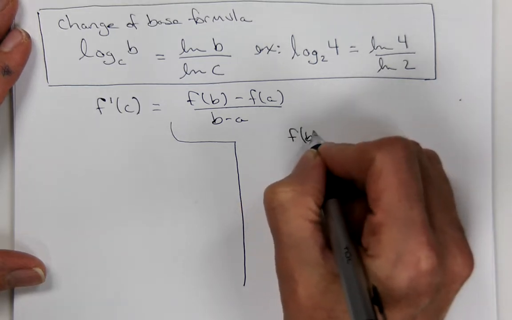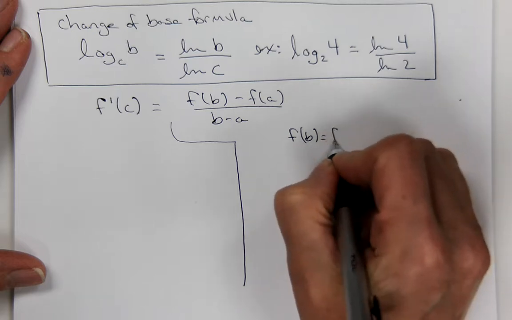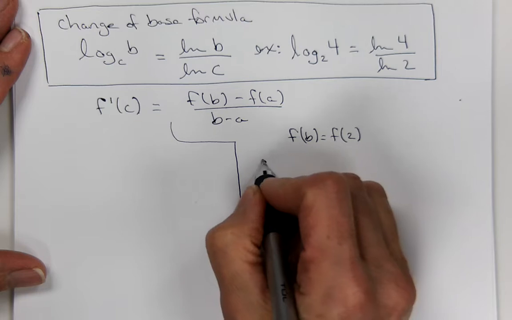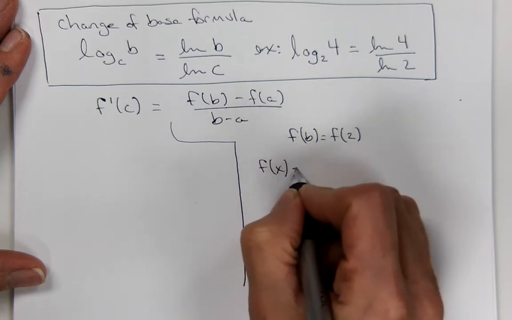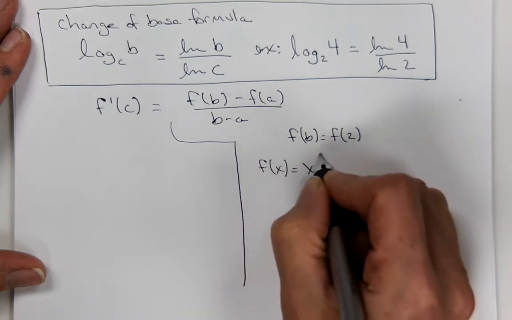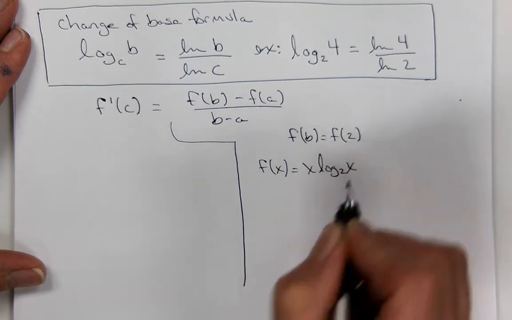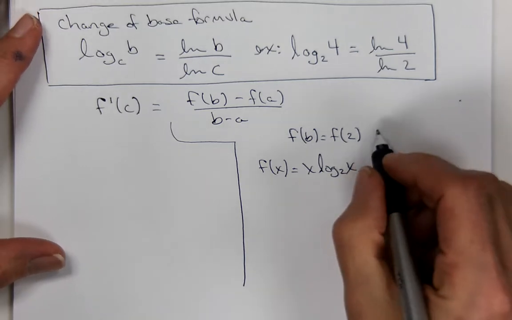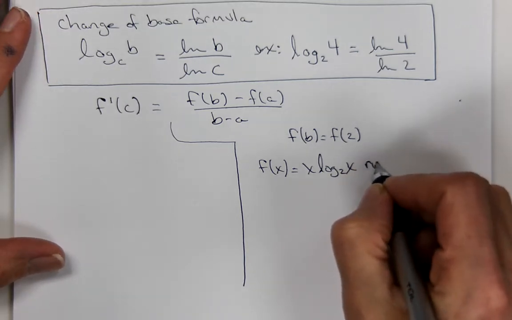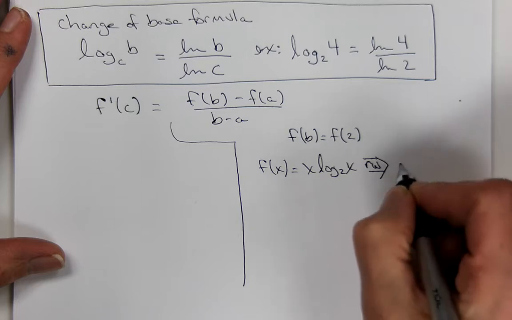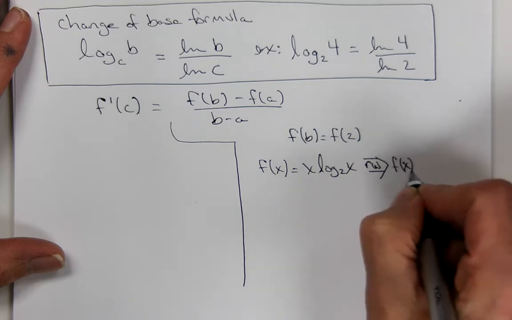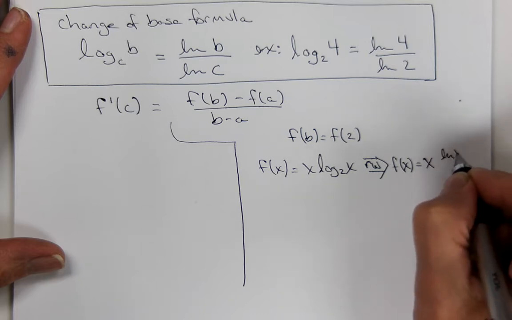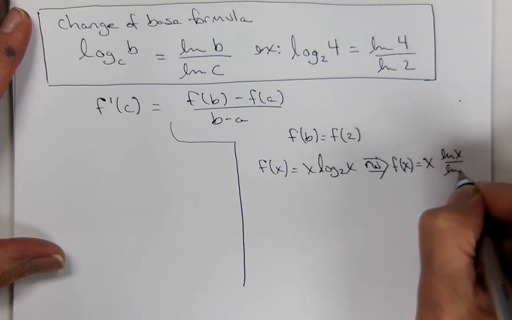F of B is equal to the function evaluated at 2. And our f of x, the function that we're working with, is x log base 2 of x, but we're going to use a change of base formula to be able to compute better. So we'll rewrite it using the change of base formula. It's still f of x, but it's going to be x times natural log x over natural log 2.